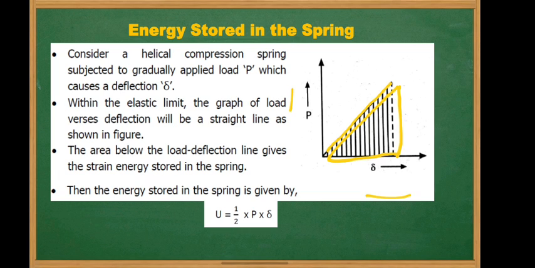So it is similar to a right angle triangle. The area of a right angle triangle is calculated by half of base multiplied by height. By comparing with the area of a right angle triangle, you will get the energy stored as half of, where the base is delta and the height is P. So the equation becomes half of P multiplied by delta.